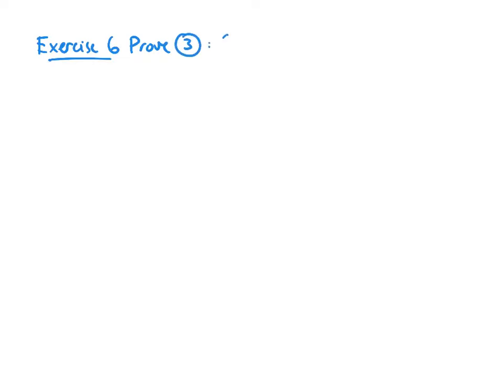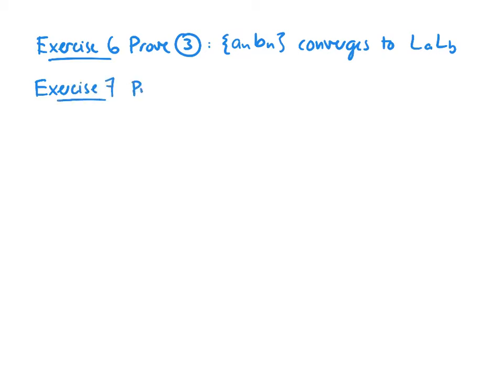That is, a_n b_n converges to L_a L_b. And then exercise 7 will be to prove 4, which is about quotients. So a_n over b_n, that sequence converges to L_a over L_b. Again, there are these conditions that your denominators can't be 0 here. So that's included here. This is assumed. So just be mindful of that as well.